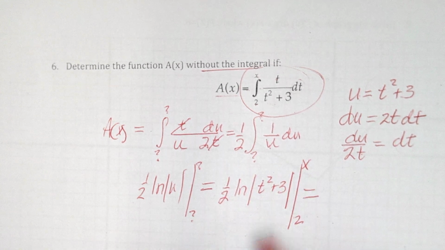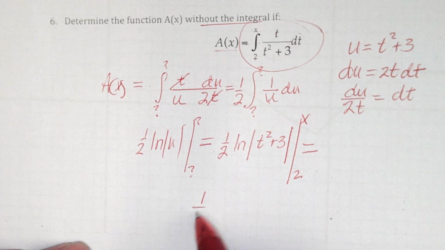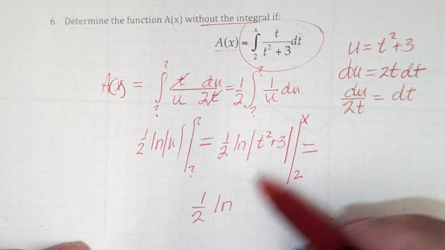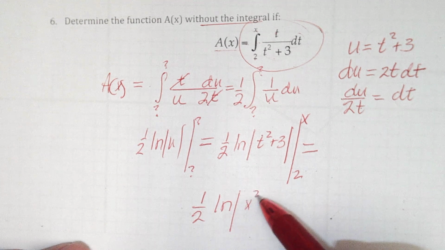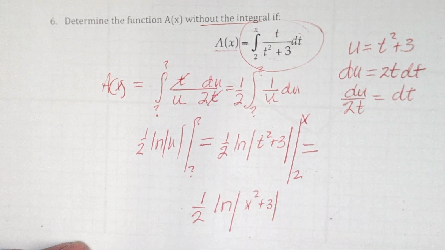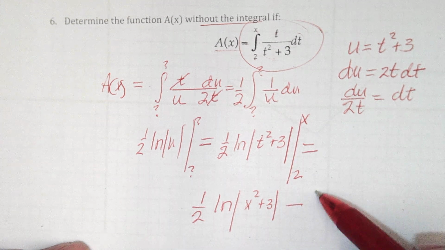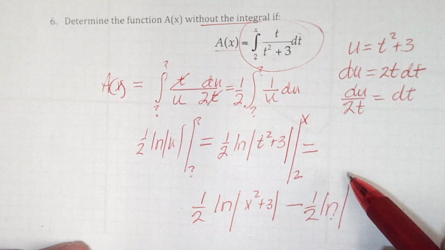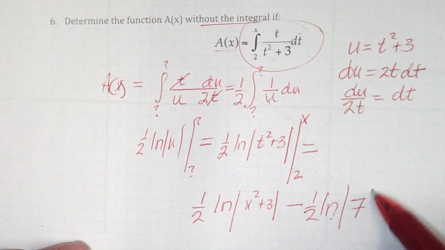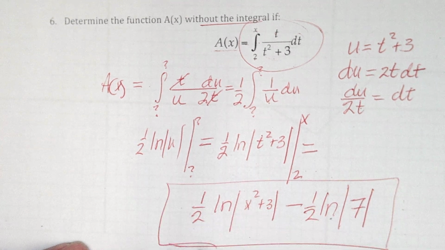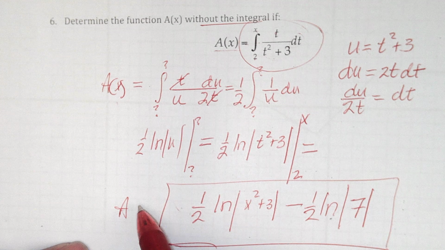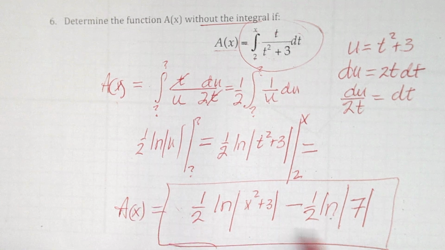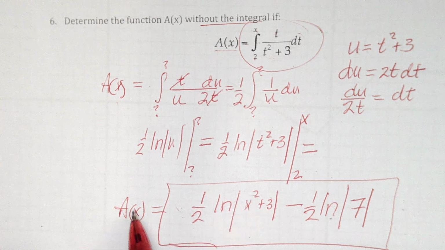And so I get 1/2 ln absolute value of x squared plus 3, minus 1/2 ln absolute value of 2 squared, 4 plus 3, ln of 7. And that would be what A of x is. So this is a function in x. This changes as x changes, and this is a constant that's added on. And that would be how you do number 6.